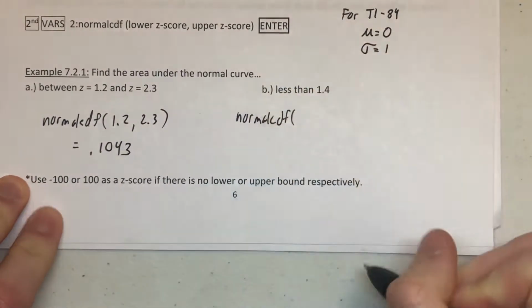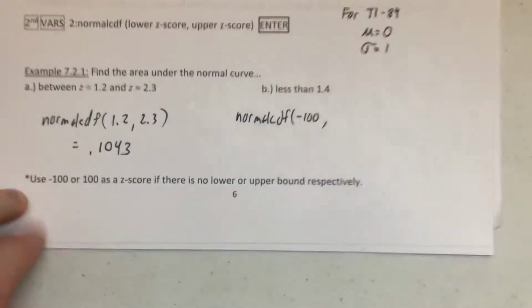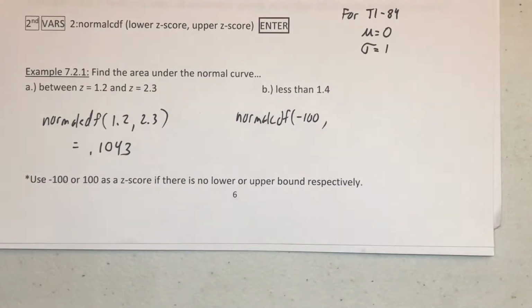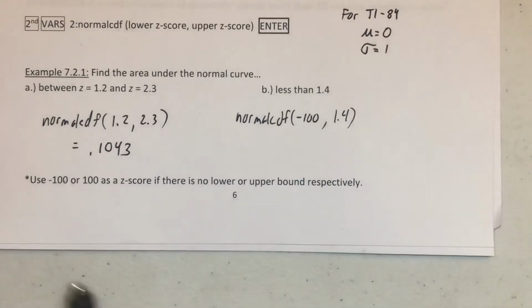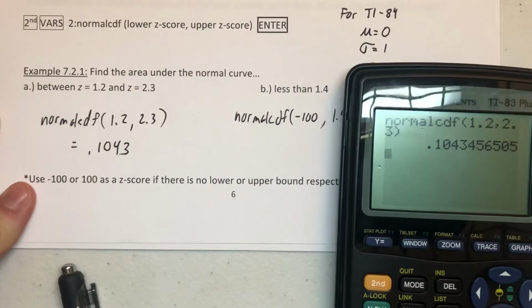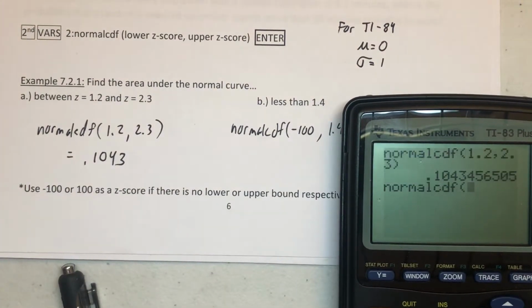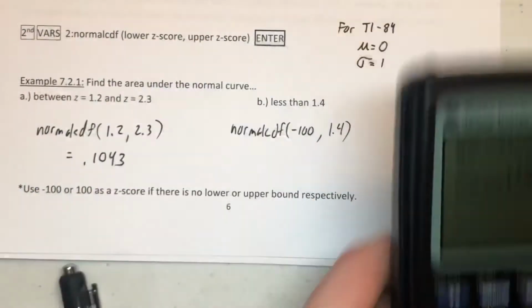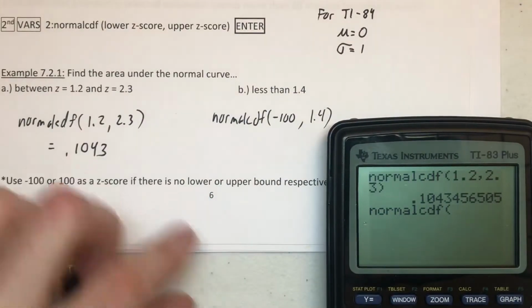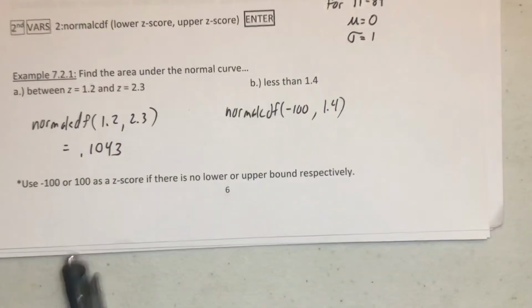I'm going to do the normal CDF, but if I'm going left forever, I'm going to use -100 as that lower z-score boundary. Technically there's stuff beyond it, but that's low enough. So from -100 to 1.4, we enter that into our calculator. Second vars, normal CDF. Do make sure that you use the negative button and not the minus sign when entering a negative number in your calculator. It will really confuse it if you don't. So -100, comma, 1.4, and I'm getting 0.9192 as an answer.